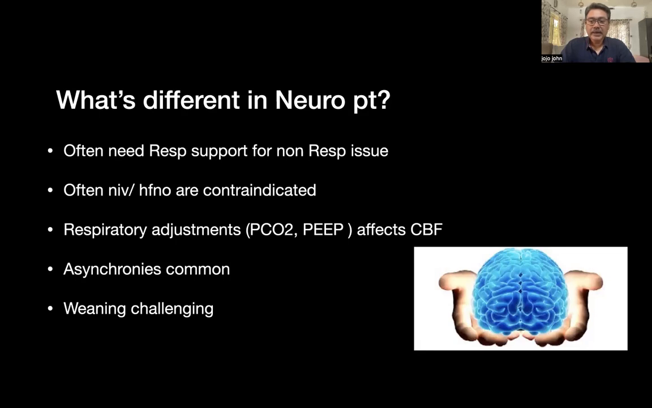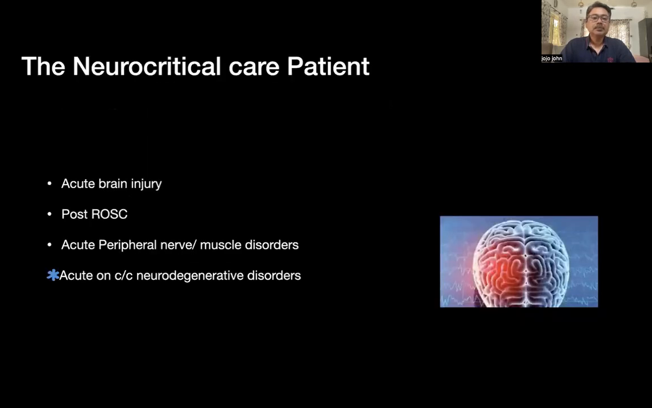Even if you manage to ventilate these patients successfully, weaning them off ventilation poses several challenges, because a normal standard of care in general ICU, like daily interruption of sedation, spontaneous breathing trials, early mobilization, extubation to NIV, these are not possible in this population.